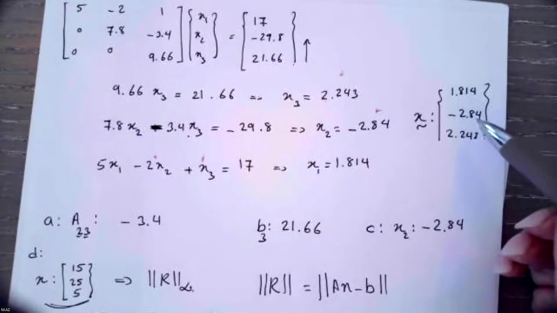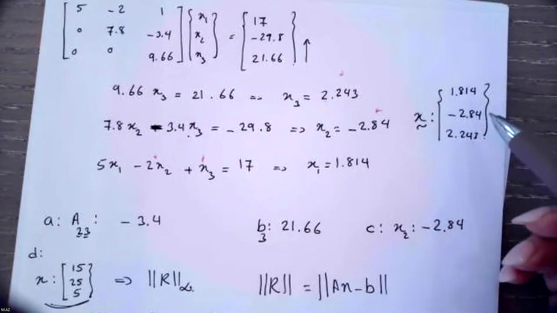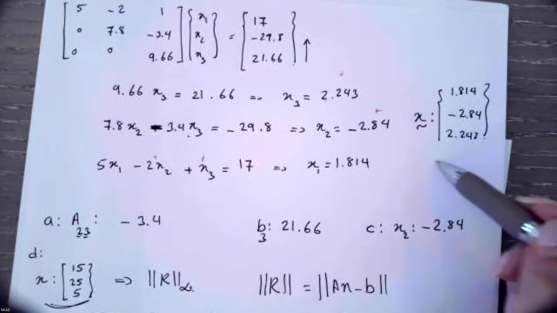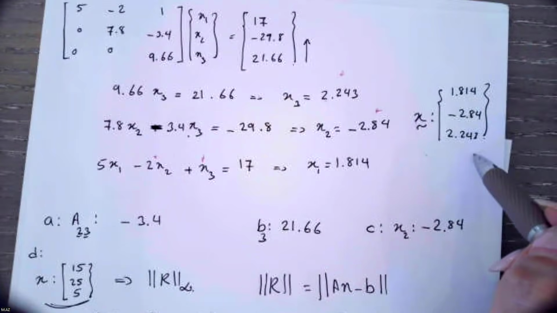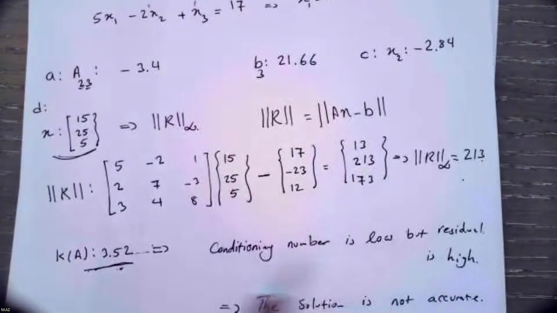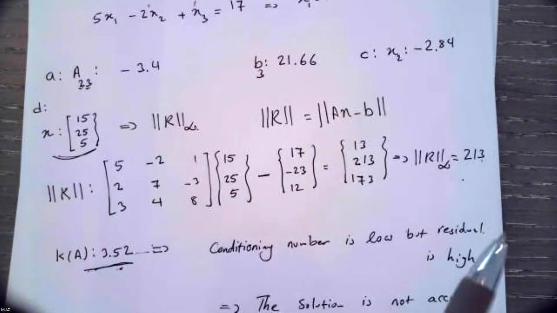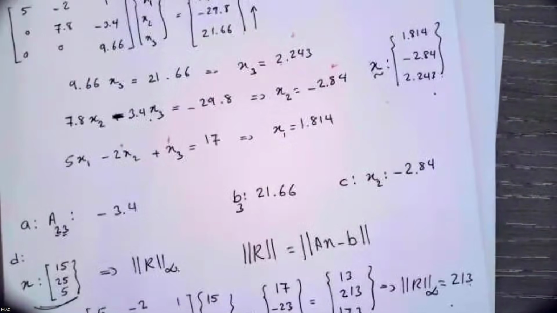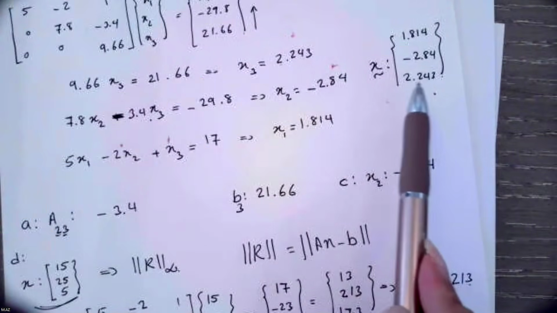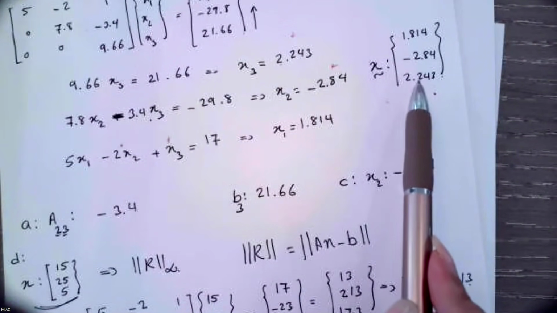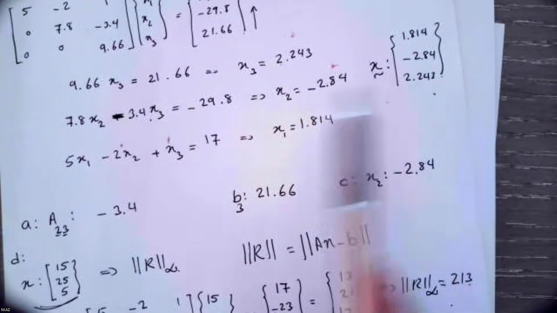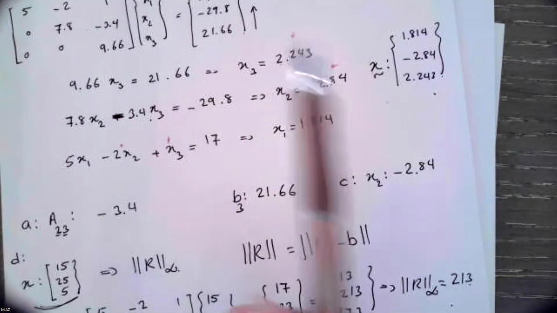Because the exact answer of these three systems of linear equations, these numbers, and the solution that is given, these numbers, have a very big difference between the exact answer, or true solution, and the number that is given.